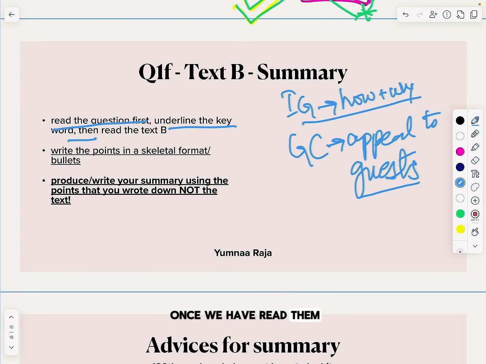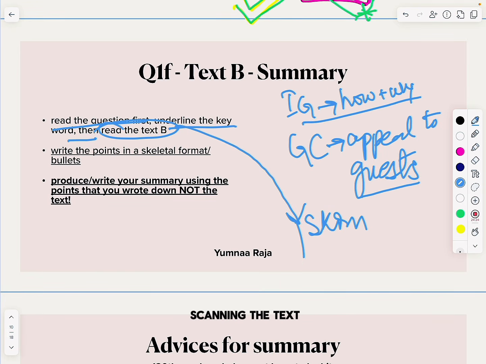And then what happens? Once we have read them, then we're going to read text B. Now, if you were listening to me carefully, there were actually 2 words that I used in the beginning: skimming the text and scanning the text. Now, these are 2 key techniques that we utilize for reading any sort of a text.